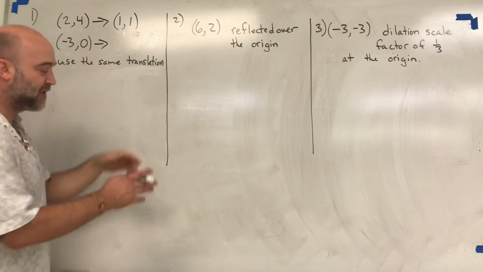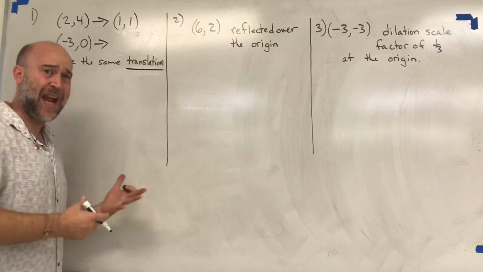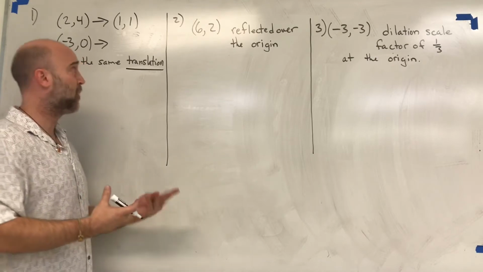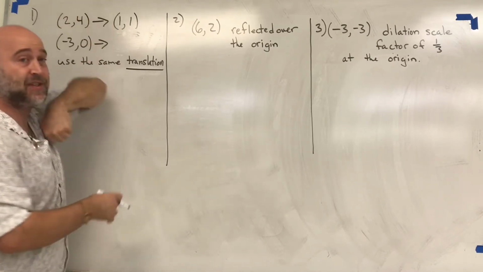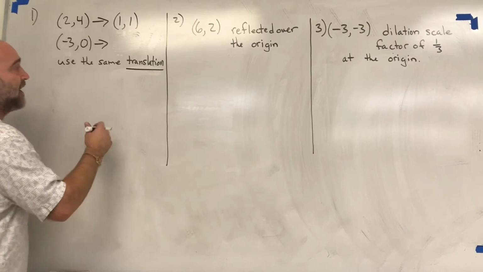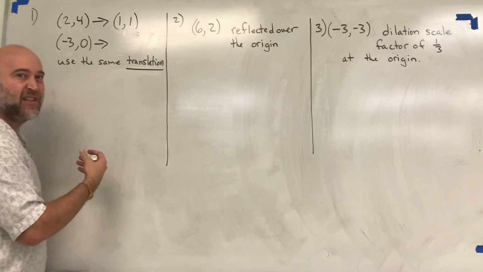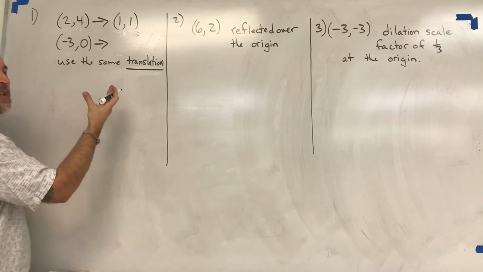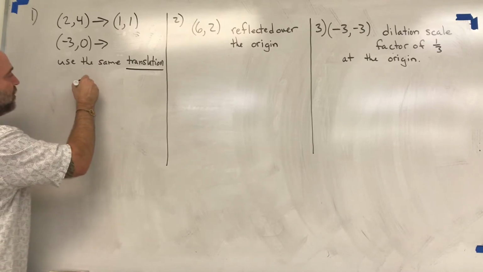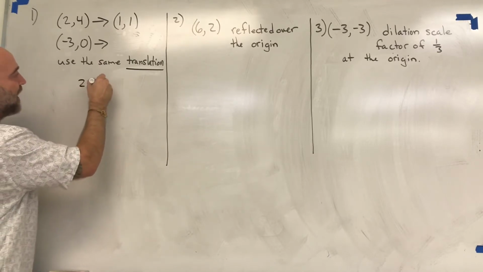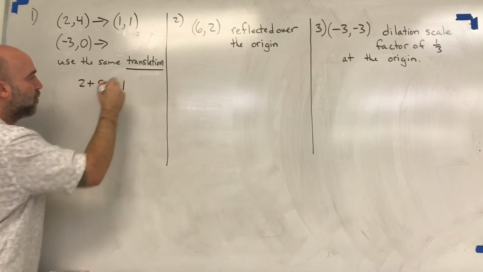And then it tells us, and that word's really important, translation. That means we're adding or subtracting some number to the original. That's the translation that gives us that output. So we need to find out what that translation is. I'll call it S. So 2 plus the translation S gives us 1.